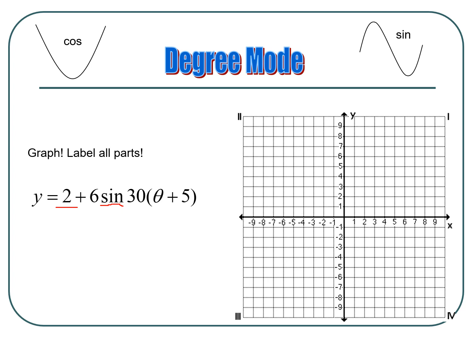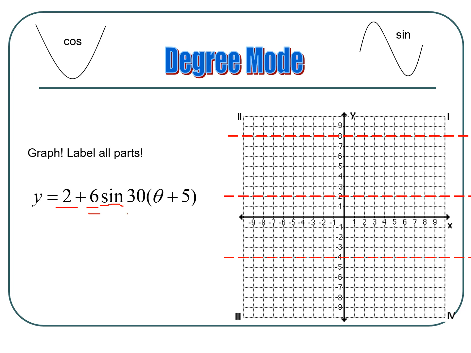All right, first thing we look at is the 2. It was the V, the vertical shift, how much the graph goes up and down. In this case, it goes up 2. To help us do that, we're going to go ahead and draw a dotted line at 2. The next thing we're going to look at is the 6, the amplitude. Remember, that's how tall the graph goes and how low the graph goes. So from the 2, we're going to go up 6 and down 6. That's how wide our graph is going to be.